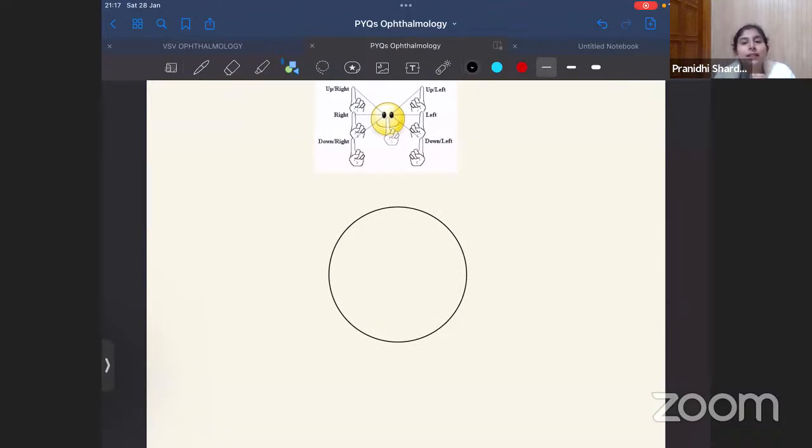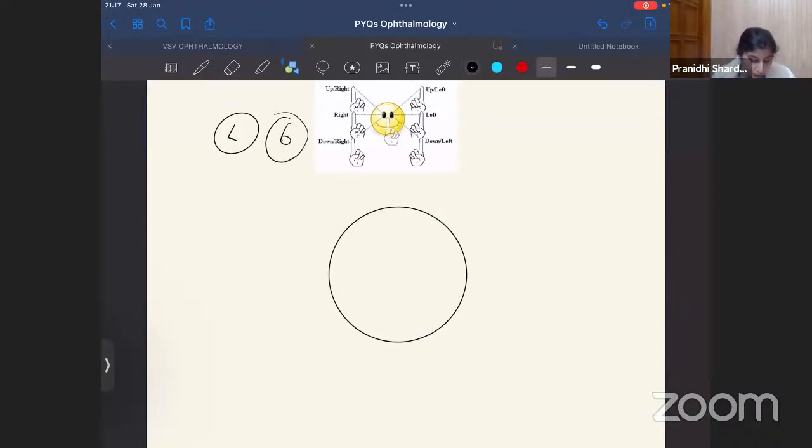Now, what are cardinal gazes? These are the gazes. They are 6 in number. These are the gazes which allow the examination of the ocular muscles, the extraocular muscles. There are 12 extraocular muscles. They are examined in the cardinal gazes, which are 6 in number.